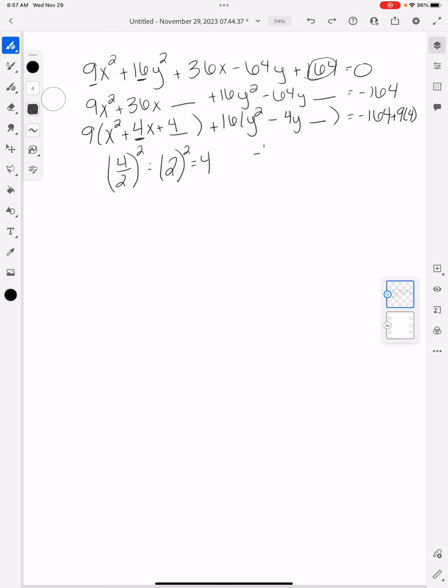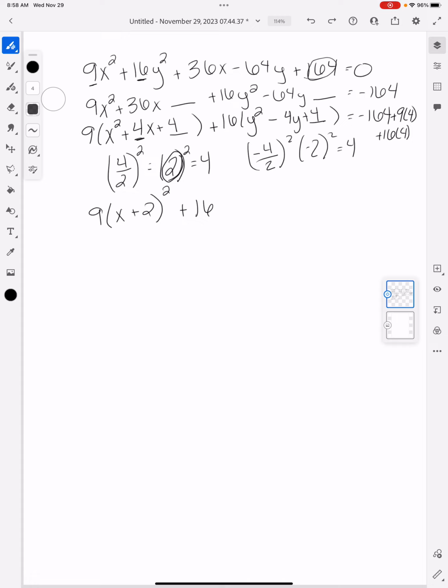Then I'm going to do the same thing here, but I've got a negative 4, which is going to result in a negative 2 squared, which is still going to give me 4. So I'm going to add 4 here, but now I have to add 16 times 4 because of that parentheses again. So when I get this all written out, this is going to factor. Remember, the factoring trick is to look at this number next to x. X plus 2 squared, and then I'm going to take the y.